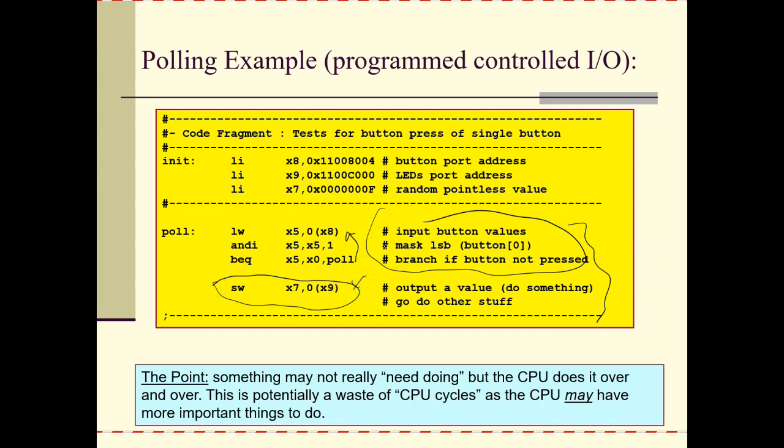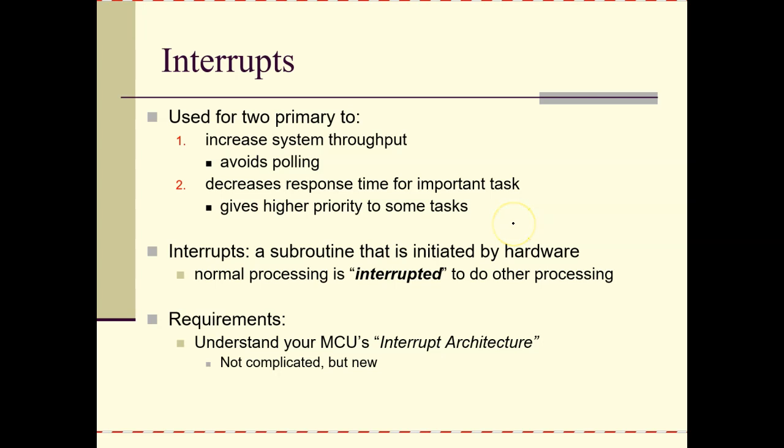The idea here is that if the microcontroller is in this loop, it's going to be stuck in that loop. It's not going to be doing anything else, and we can't really break out of it until someone presses a button, which is potentially bad. So we don't want that. So interrupts have two primary uses: you increase the system throughput and increase the response time.